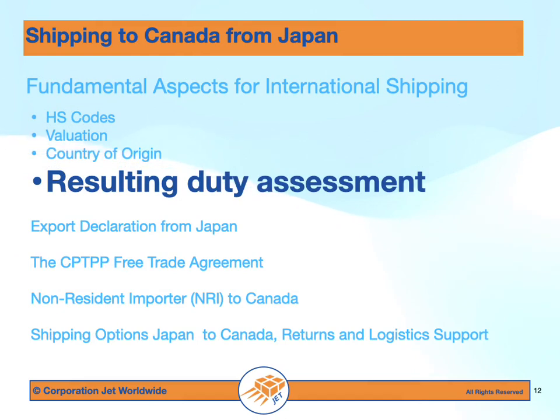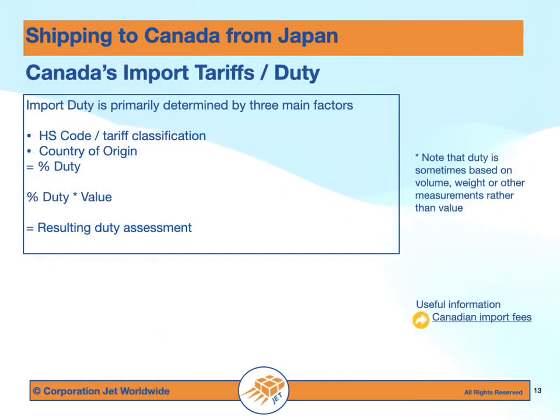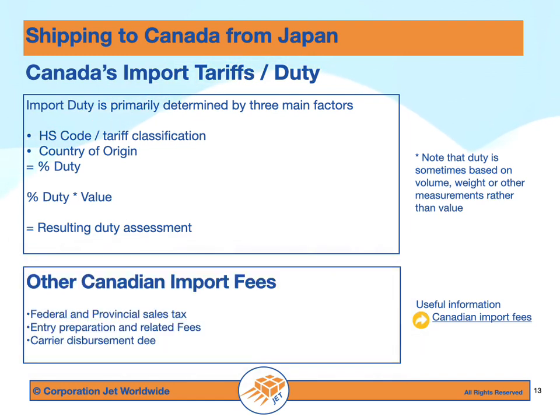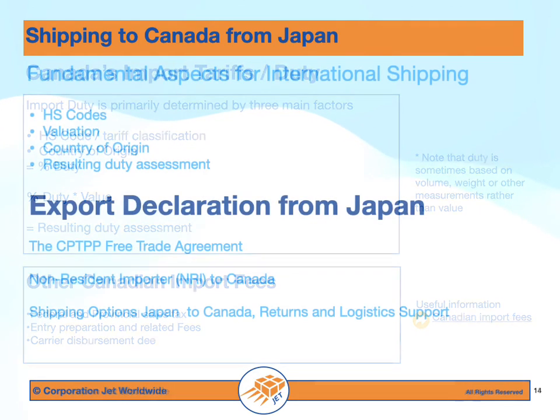Resulting duty assessment. In most cases, import duty is determined by three main factors: tariff classification, or HS code, country of origin, and value. The tariff classification and country of origin determine the percentage to apply to the value for duty. Note that all imports, even if imported duty-free, are subject to Canadian federal and provincial taxes. Visit our blog outlining other common Canadian import fees.